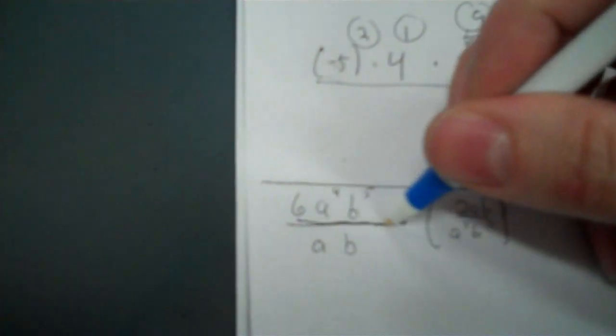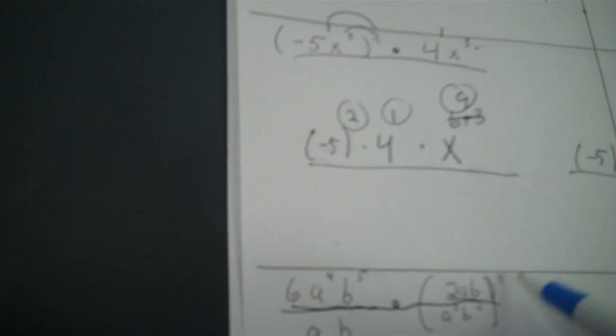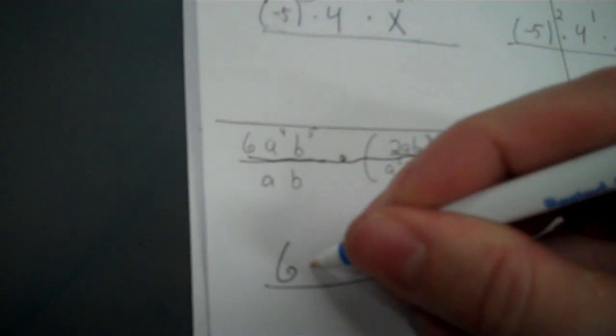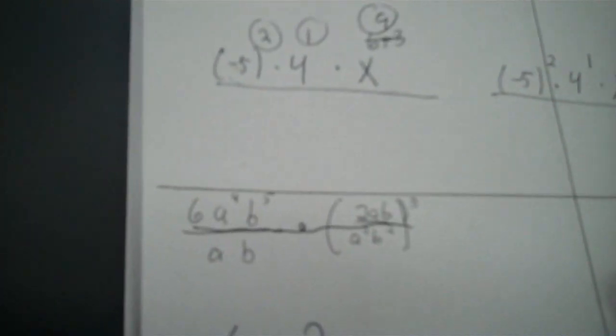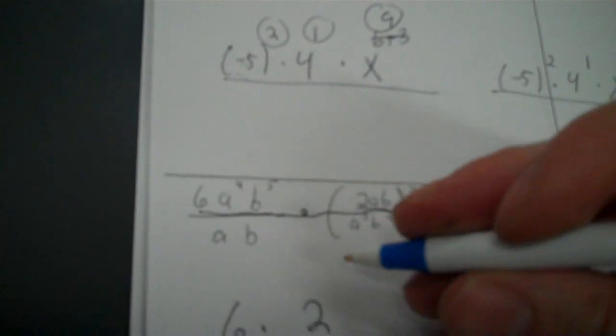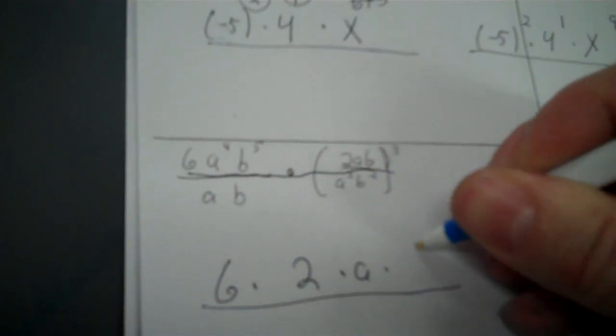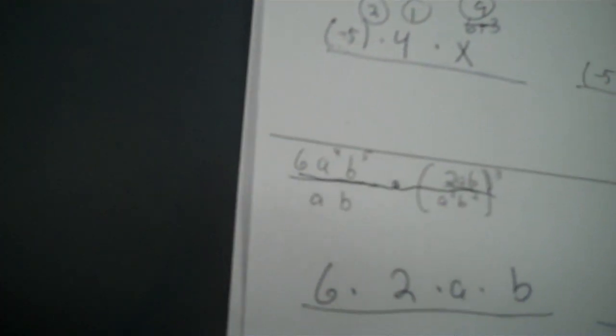Okay, this looks like a fun one. So make your line through the whole thing. Now on top, ignore the 4, 5, and 3. Those are all powers. You have a 6 and a 2. A base 6 times a base 2. Then variable bases, you've got a and b. No sense writing it out twice because we're going to add them.